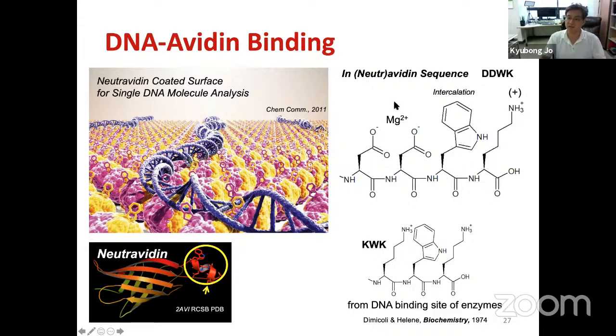And then we were looking through some papers, and a long time ago, in 1974, Helene's group analyzed KWK for DNA binding, and KWK is a common motif in many DNA binding proteins. So we decided to use KWK as the DNA binding peptide.